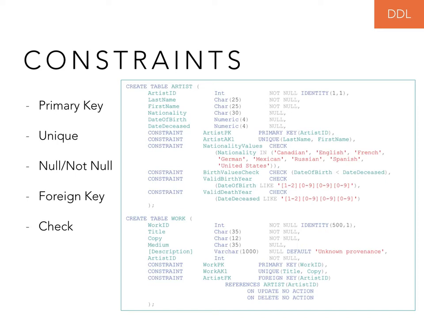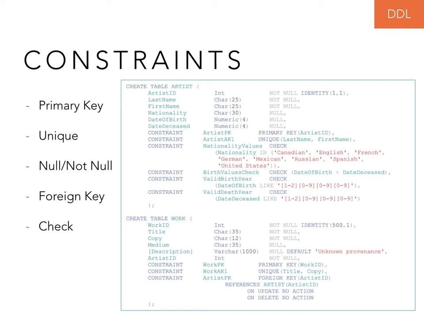The last one is this check, which is even more generic, and basically you can put in check a similar syntax to what you'd put in a where clause of a select query, and force the data to be a certain format. You see there where nationality values check, and it has to be in that list of strings. So just a way of enforcing some data format constraints.